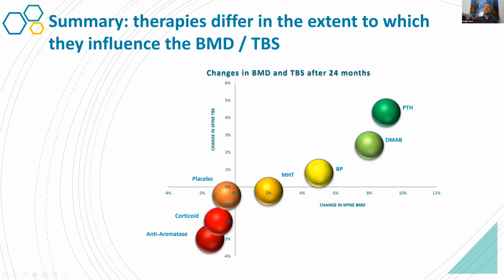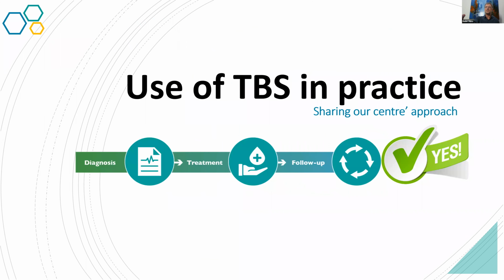The bisphosphonate is barely above, but that means just maintaining the structure, which is not bad. And then you have MHT, which has been slowing the loss of structure as compared to placebo and the others. So different profiles can lead to different decisions, and we'll come back to this in the future.